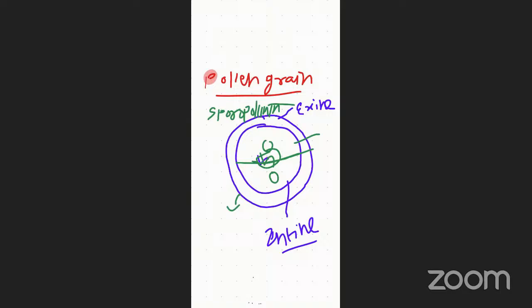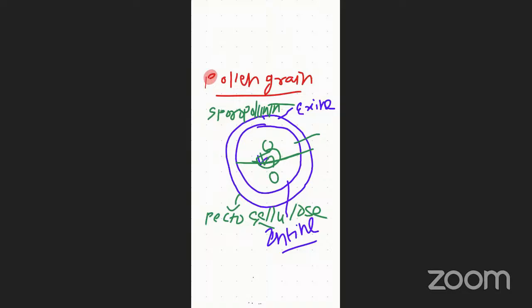And the intine is made of pectocellulose. Remember, the thick, highly complex outer layer is rich in a compound known as sporopollenin, which is waterproof, resistant, stiff, an advanced polymer. But for the intine, remember the chemical is pectocellulose, right?